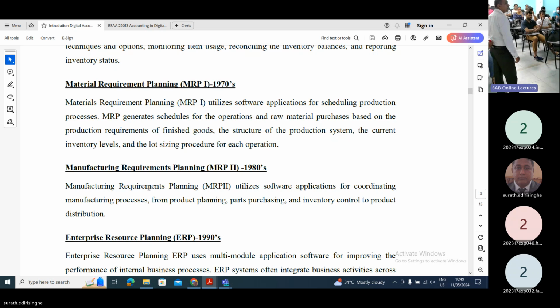The structure of the production system, the current inventory levels, and lot size of procedures for each operation. In each operation, the system will calculate the raw material requirement, availability, and variance. In the second manufacturing process, it again calculates the raw material requirement, availability, and variance. Likewise, continuously, day by day, the system generates this for production managers.